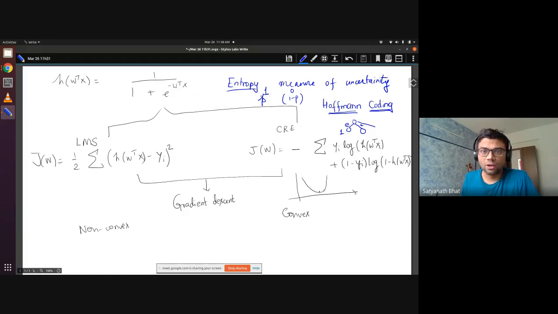So for a Bernoulli distribution, the entropy is given by minus p log p minus (1 minus p) log (1 minus p). Something of this form. So log to base 2. Log to base 2 represents how many bits will be required.